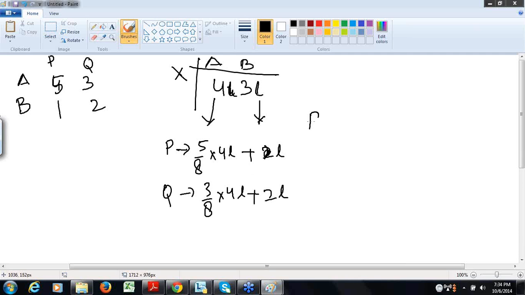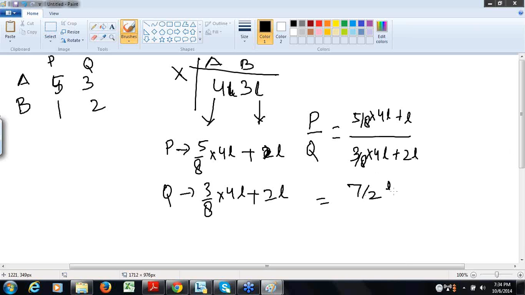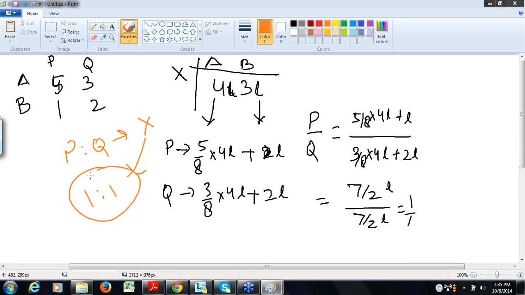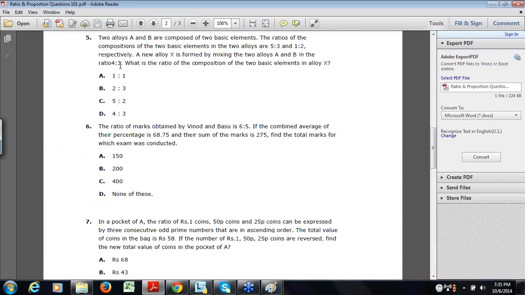So the ratio of P to Q will be 5/8 into 4L plus L upon 3/8 into 4L plus 2L, which is equal to 7/2L upon 7/2L, which is 1/1. So P to Q in alloy X will be 1:1. We have option A, 1:1. We'll go ahead and mark option A, 1:1.